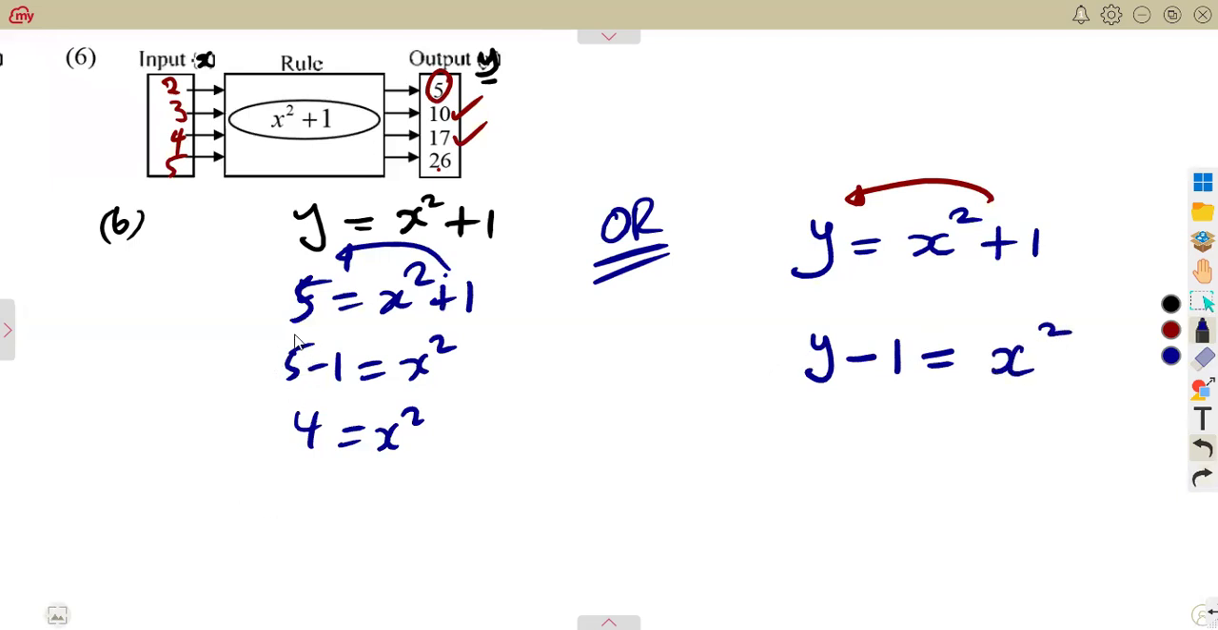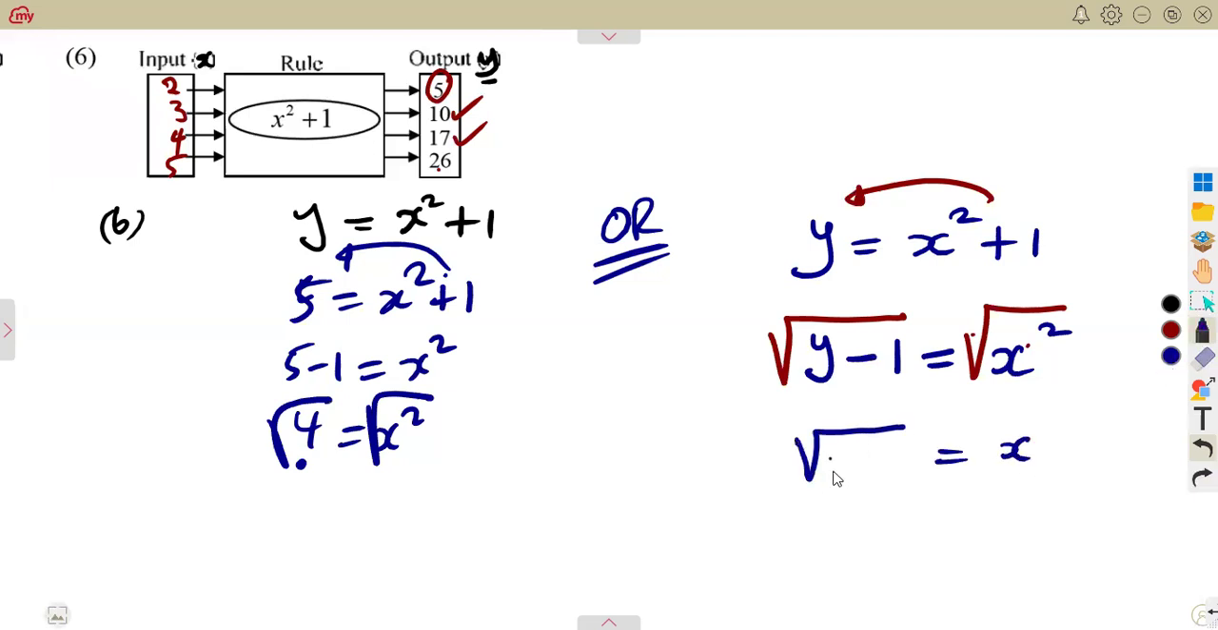There you could simplify because these are numbers. 5 minus 1 is 4. And you can even simplify the square root of 4, which is 2. But in this case, we can't simplify the square root of y minus 1. But the concept is the same of removing the square. How do you remove the square? You introduce the square root. So the square root here, the square root here. That is going to neutralize this to give us x, which is equal to the square root of y minus 1.